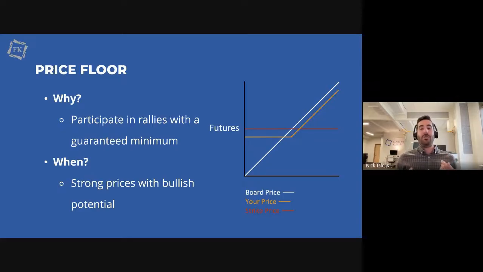You can talk to your farmer relations rep at Farmer's Keeper or your merchandiser at the local elevator about what those premium levels look like to see if it's worth it for you, because obviously that changes with the market. Any questions about floors? We get this question a lot. If you think of anything, put it in the chat in the bottom right-hand corner, or just text your Farmer's Keeper representative, or unmute yourself and you can talk.